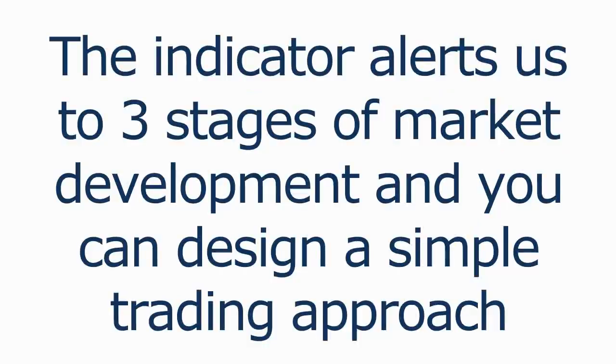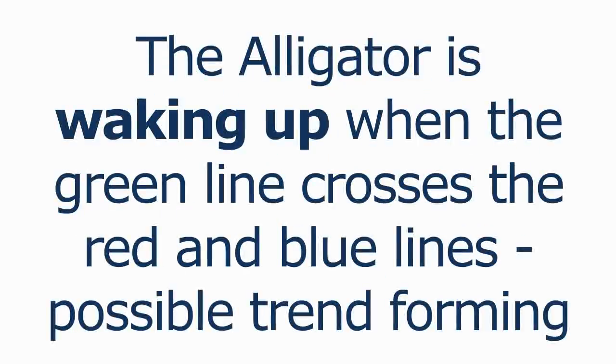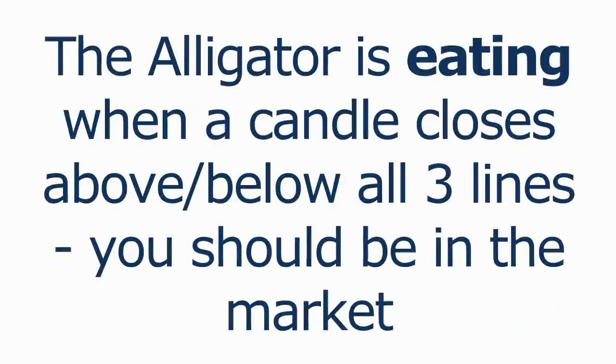So the alligator is sleeping when the 3 lines are intertwined; the market is at rest. The alligator is waking up when the green line crosses the red and the blue. We have a possible trend forming. The alligator is eating when a candle closes above or below all 3 lines, and you should be in the market.